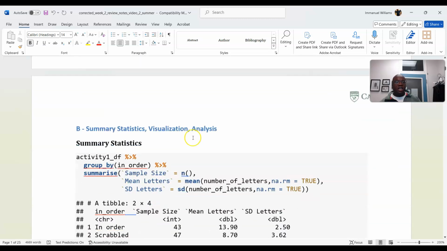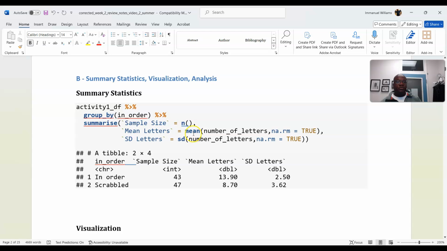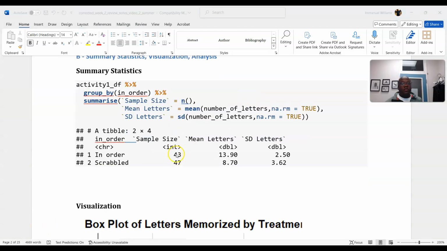I guess SSVA: summary statistics, visualization, and analysis. Take a moment and pause the video and look through the numbers and try to make sense of what you see. If you notice, 43 people saw the letters in order, 47 saw them scrambled. Again, it was self-selected, so that makes sense. For in order, their mean was 13.9. When it was scrambled, 8.7. So you're able to memorize more letters if you saw it in order. And the standard deviation was shockingly very similar between the two.